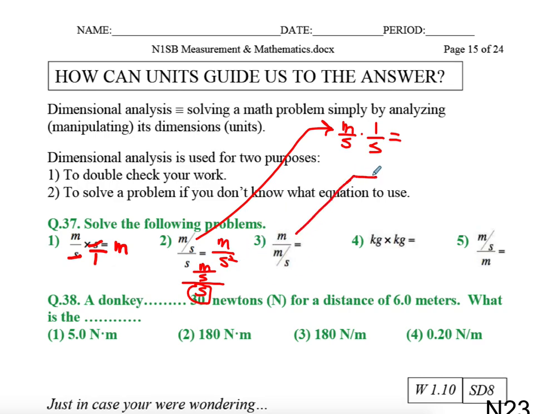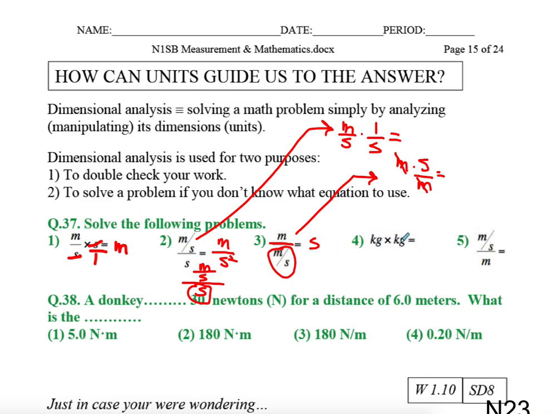Okay, next one, same kind of game. We need a little more space, so we'll do it over here. This is meter over meter per second, so let's change this division right here to a multiplication, and let's flip this meter per second into a second per meter. And if you do that, hopefully you see here what happens. Meter in the numerator, meter in the denominator, cancel. We are left with seconds.